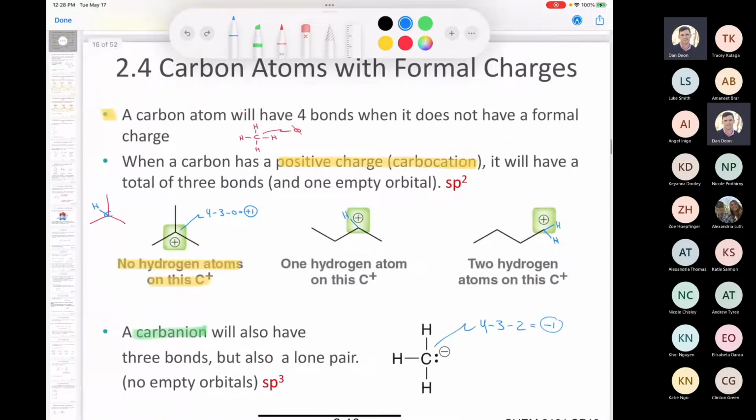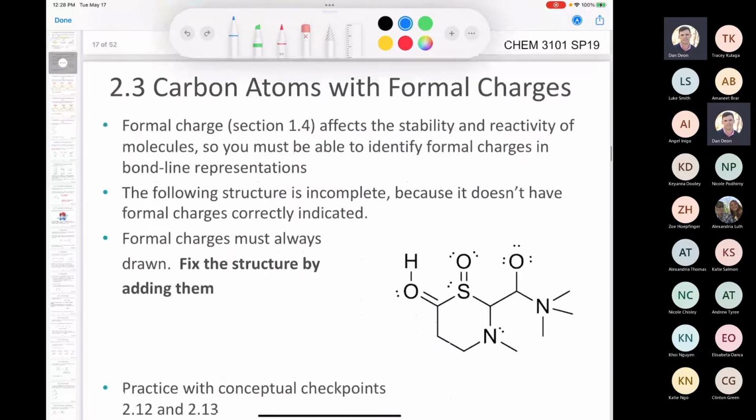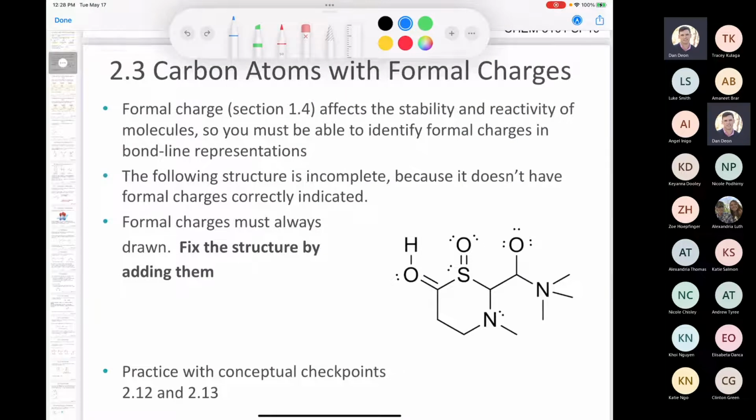And so now we've learned how to identify carbocations and carbanions and what they are. Carbanions and carbocations are going to come up a whole heck of a lot in organic chemistry. Going back to chapter 1, when we were talking about how formal charge affects stability and reactivity of molecules, you've got to be able to identify formal charges in bond line structures. Very, very important. Where we're getting to is reactivity, but in order for us to understand reactivity, first we have to understand things like dipole moments, formal charges, molecular geometries, hybridization, all that good stuff.